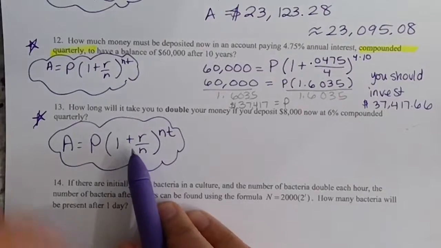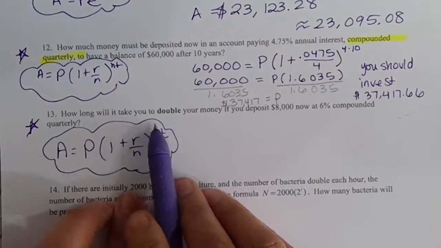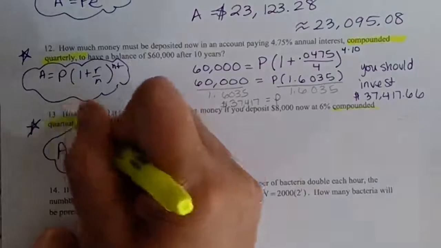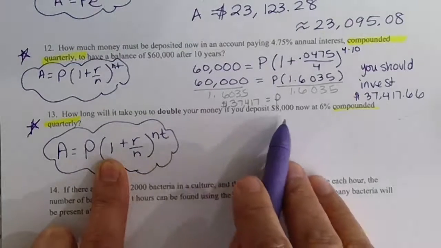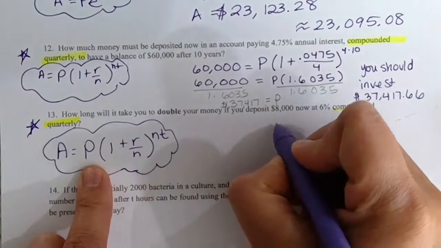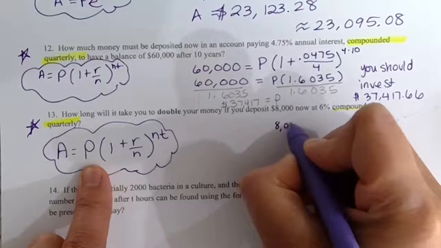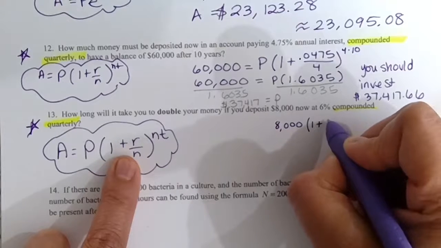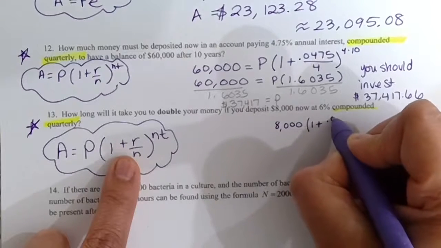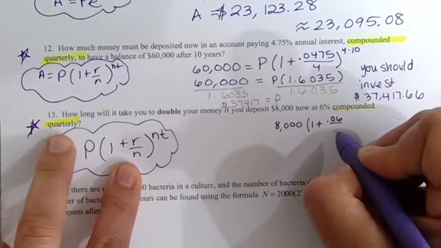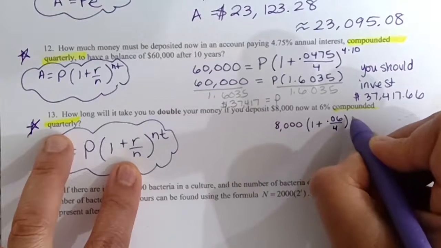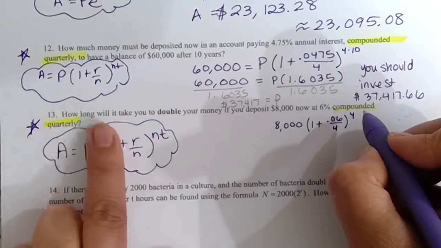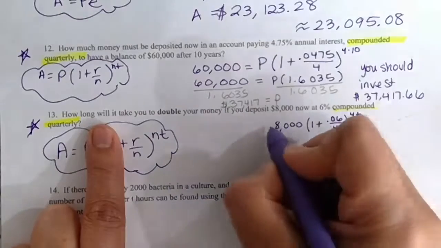So I wrote the equation down. Now let's think about what I know. It was compounded quarterly, so if you deposit $8,000, that's my principal amount. I'll write a little bit small on this one because this problem's going to be long. One plus your interest rate, 6%, so that's going to be 0.06. Number of times compounded, it's compounded quarterly, so I know it's 4 times. And 4t. How long? I'm solving for time, so t is your variable.